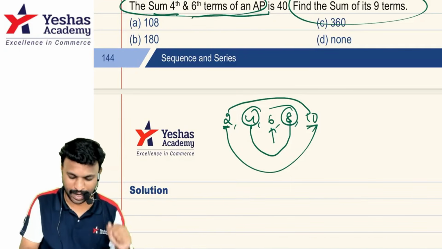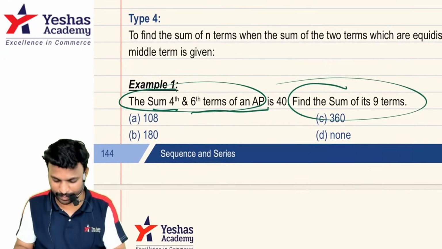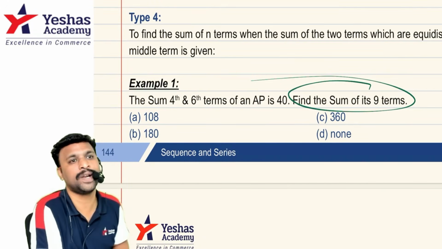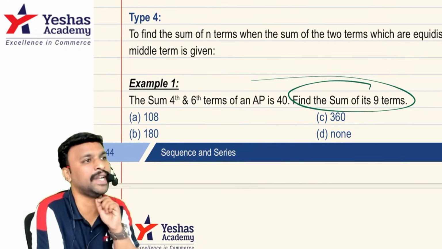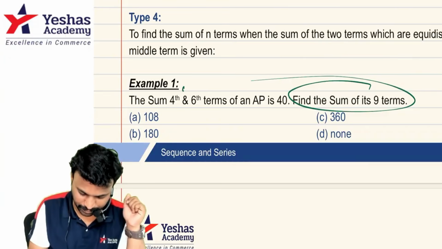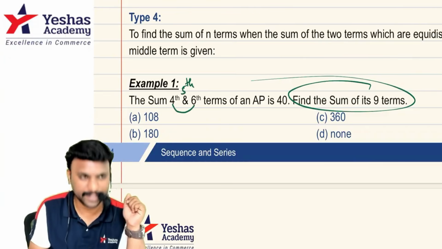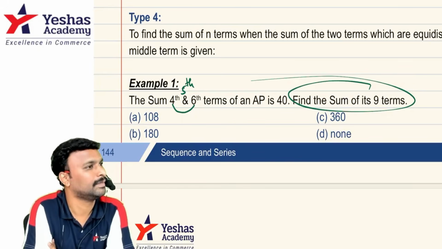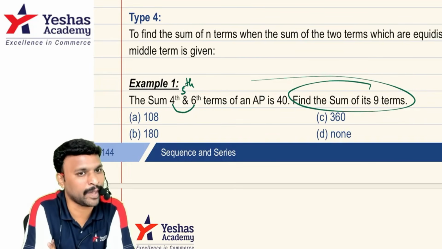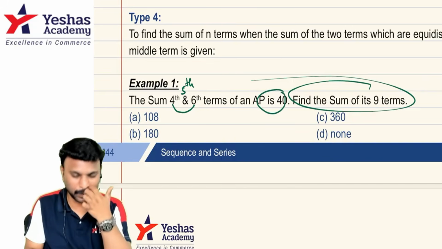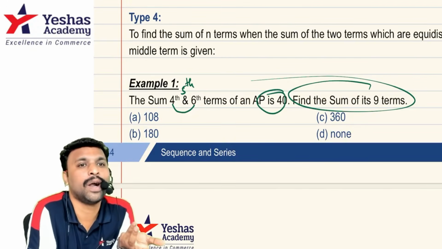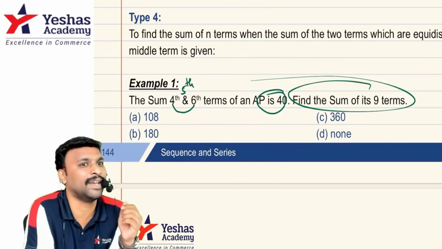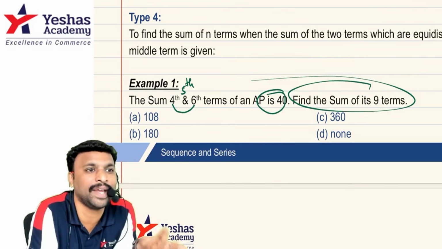Are you getting it? Now, look at this question, everybody. How many terms do you want the sum for? 9 terms. What is the middle term in the sequence where there are 9 terms? Fifth term. Guys, don't you see the fourth and sixth are equidistant from the middle term? They have given the sum of those two terms. All I need to do is what? I need not get them added and given. You just have to divide by 2.